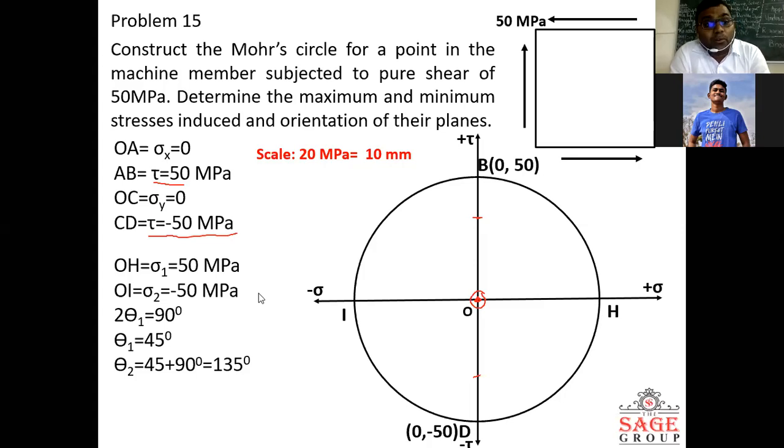Okay, now it's the turn to find the orientation of the principal plane. So this is the principal plane. You always measure from the BD line. You measure this angle. So how much is this angle?